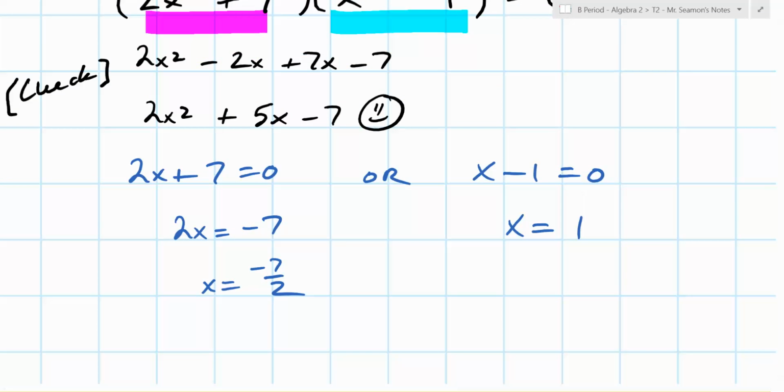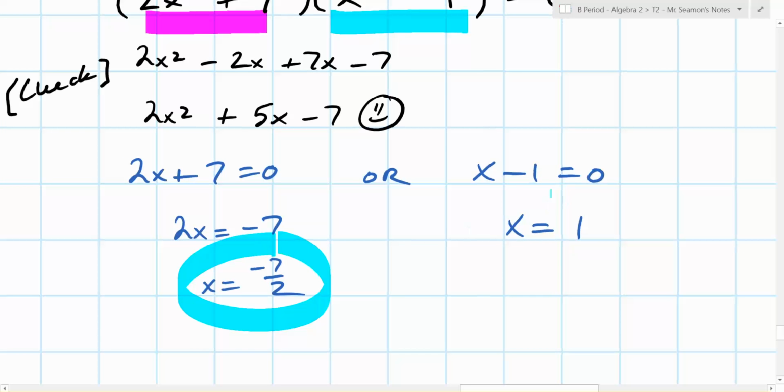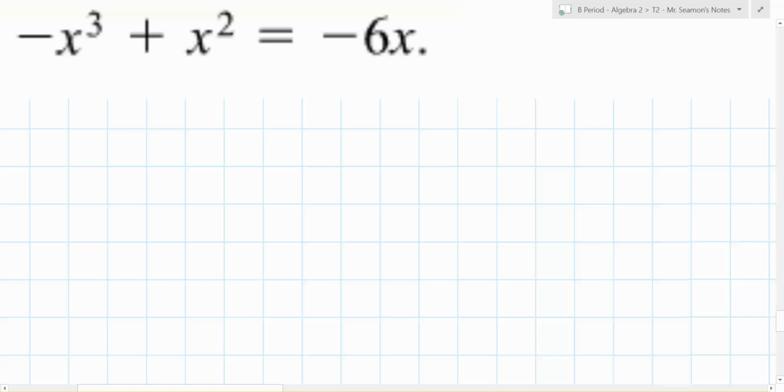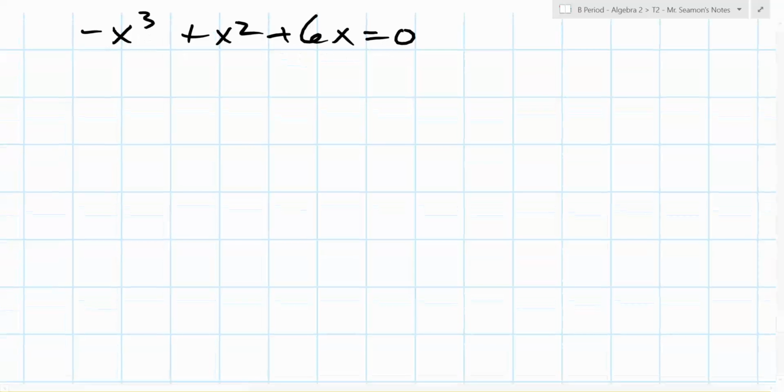At the end of these, I really like it when you circle your answers. Question. What happens if you can't factor it after you made everything equal 0, right? So you get negative x cubed plus x squared plus 6x is equal to 0, like that. What did you factor out at this point? I like factoring out negative x to make it positive.